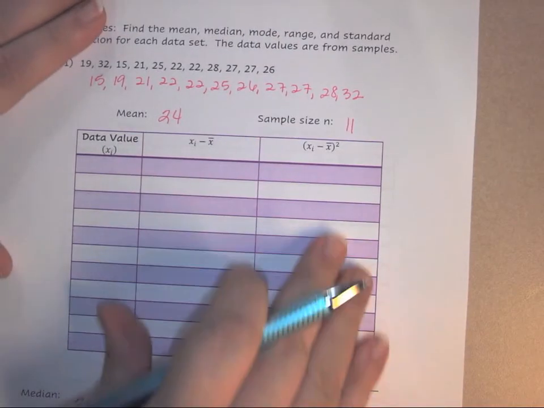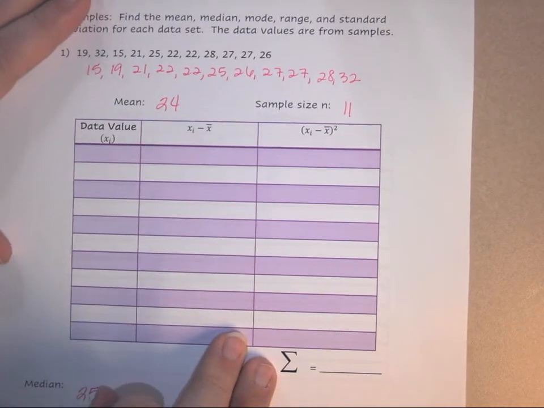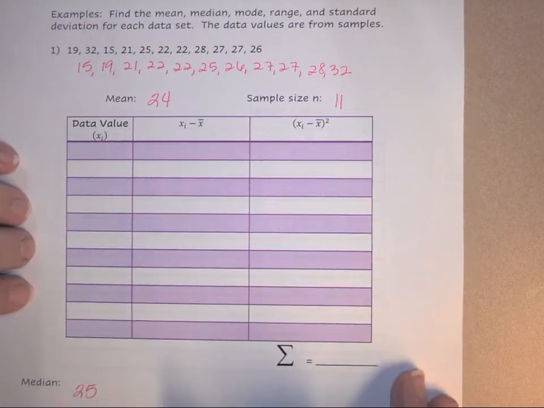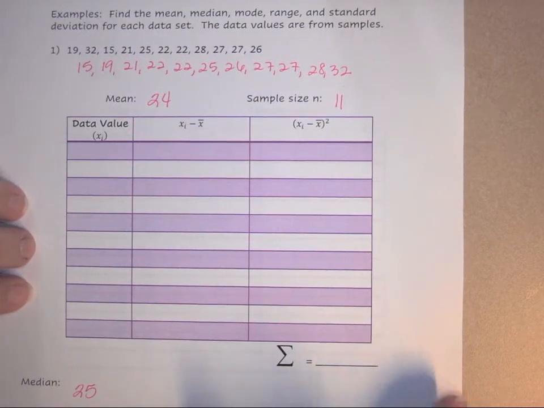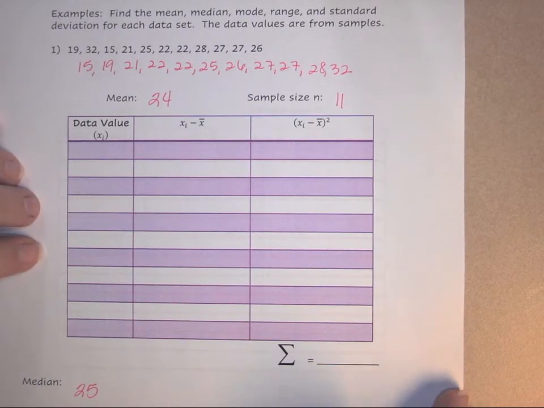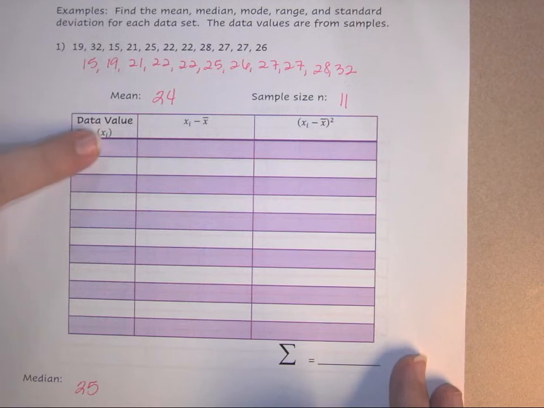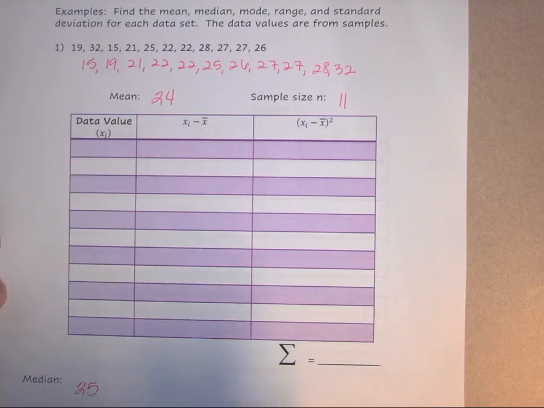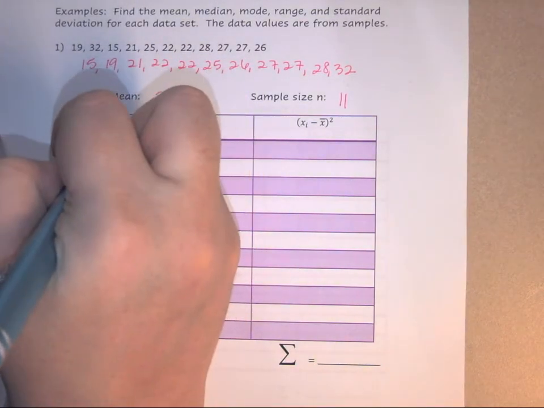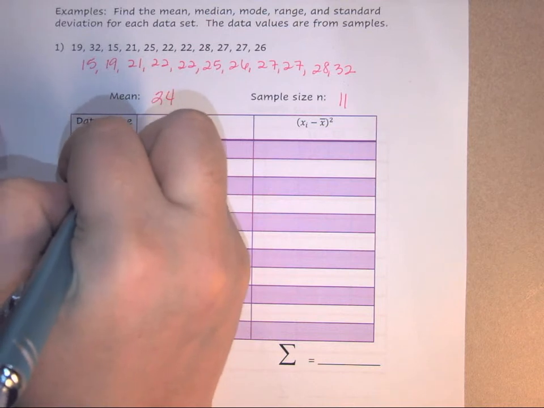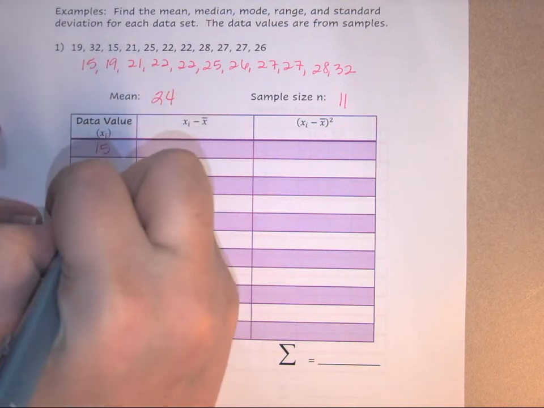Now, this table is not generally provided. However, I find that this particular table really helps to organize your data in a way that makes sense and allows you to easily calculate standard deviation. First, to fill it out, we need to list out our table values. So we're just going to go ahead and list the values that we ordered.